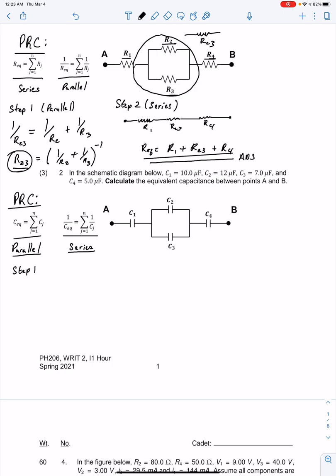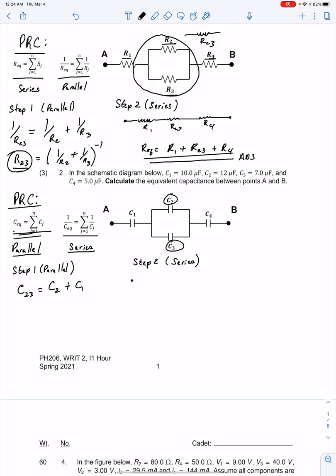Step 1 is parallel. In parallel, C2 and C3 are in parallel. So using this equation right here, C2,3 equals C2 plus C3. Done. You're done with the parallel. Now let's go to step 2. Step 2, series.